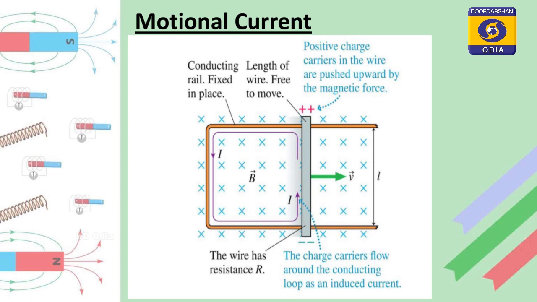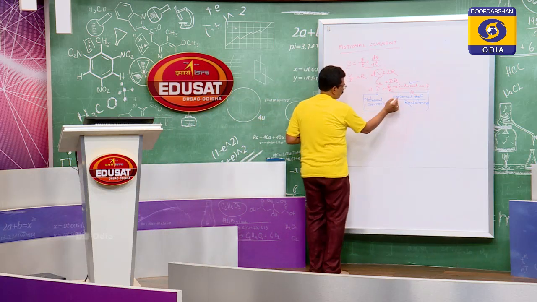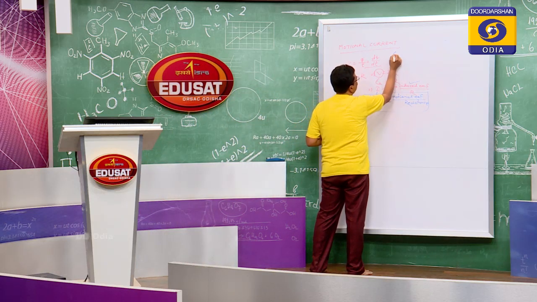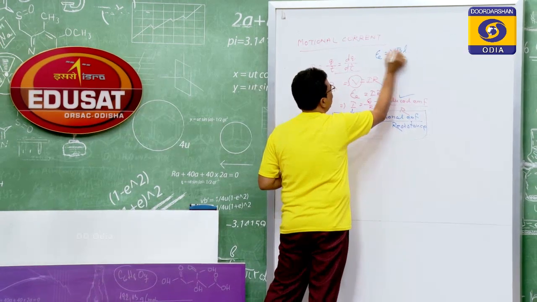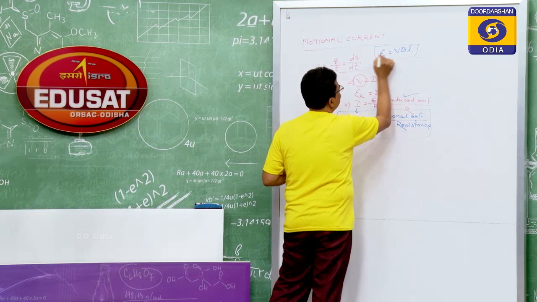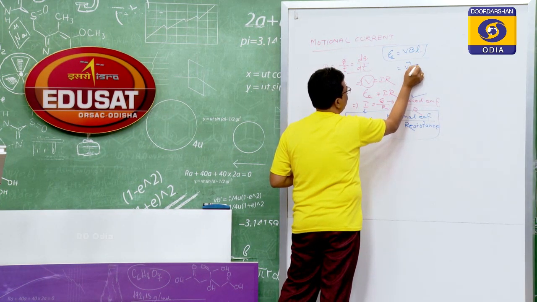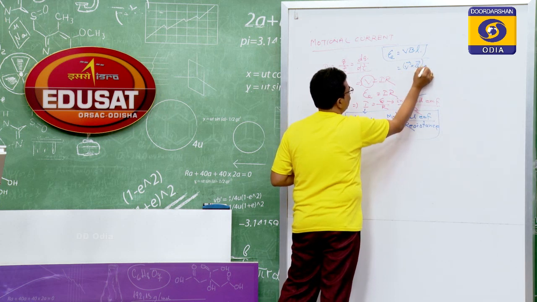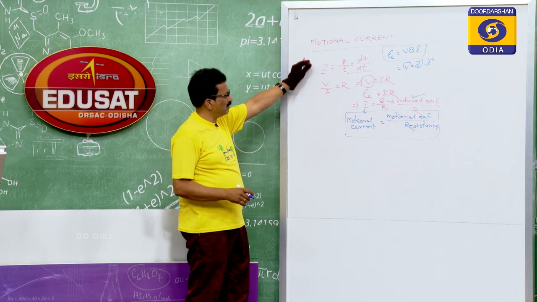On the screen you also find that I equals Chi by R. So, what is Chi? This Chi is the motional EMF, and we know that the motional EMF equals VBL. We developed Chi equals VBL, or that is equals to V vector cross B vector dot L vector. That we found in our last class.